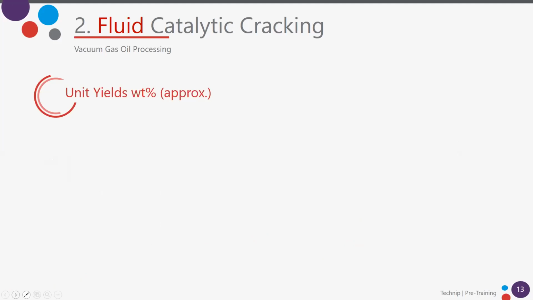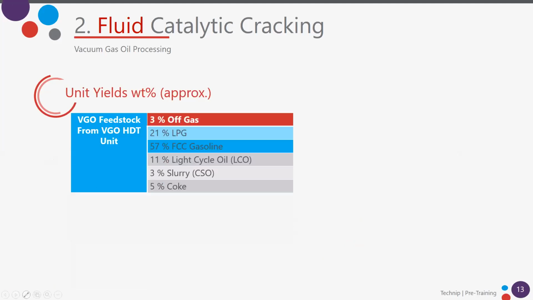So we have seen the feedstock and the products. Now we will see the distribution of this product, what we call the yields. If we have 100 tons here, we will have 3 tons of gas that we will send to the fuel gas. We will have 21 of LPG that we will send to the polynaphtha unit. We have 57 more or less, that is a good number, of the FCC gasoline that we will send to our gasoline pool.